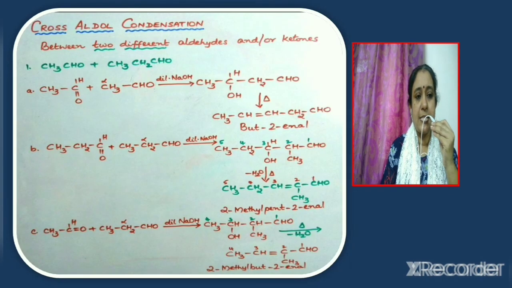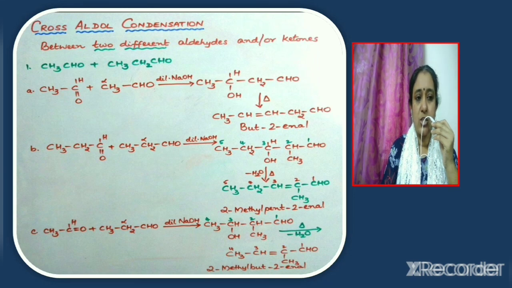Cross aldol condensation. The reaction takes place between two different aldehydes or between an aldehyde and a ketone. At least one compound should contain an alpha hydrogen. For example, let us consider the reaction taking place between ethanal and propanal. Here two different aldehydes are taken. Both the aldehydes contain alpha hydrogen. Now in this case, when two different aldehydes react with each other, there are 4 ways in which the reaction can take place. Now let us see which are the 4 different ways.